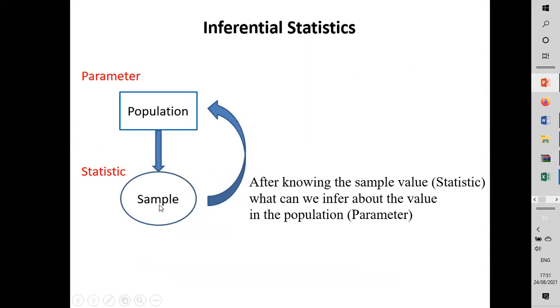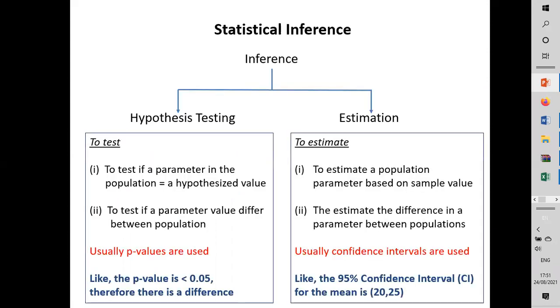Example, sample mean is 28. That's statistic. What can I say about the population mean? That's called parameter, right? So basically, we're going to test something based on the sample. What can I say about the population at large? So there are two methods of doing this. Two methods of making inference. One is hypothesis testing. We talked about hypothesis in the last class. And the other is estimation.